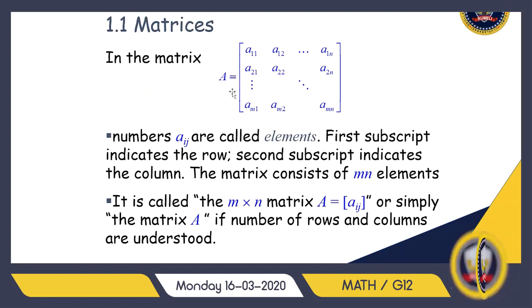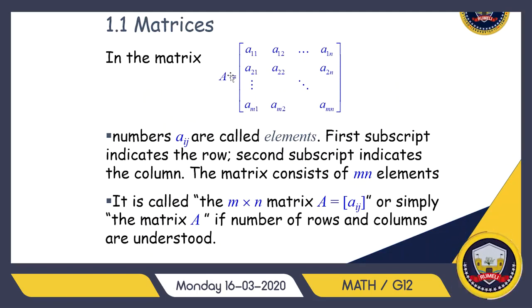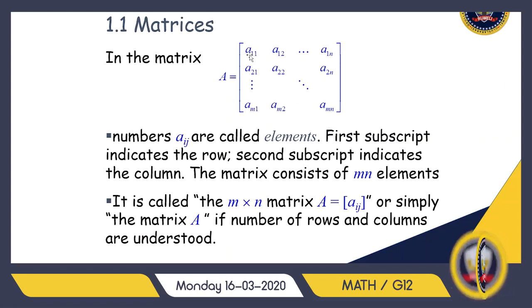Okay, take a look at this example. A equals these elements within those brackets. We call these elements a_ij. Each one of these numbers, we call this element a11 because the index of this element is 1,1. This means this element is in the first row and the first column. This element is in the first row and the second column, and so on.